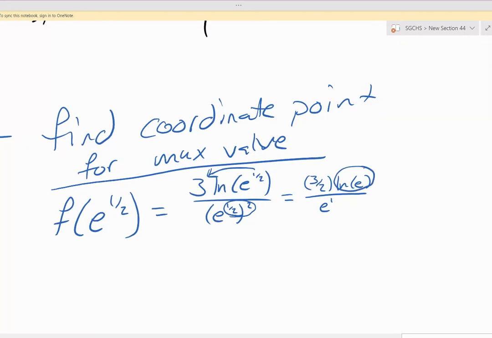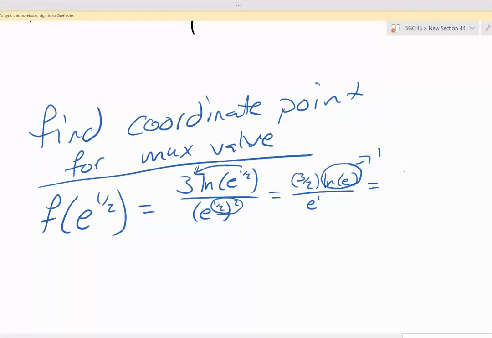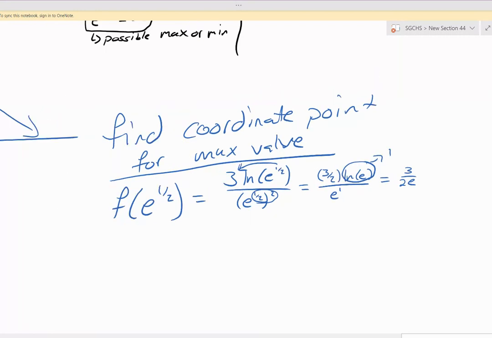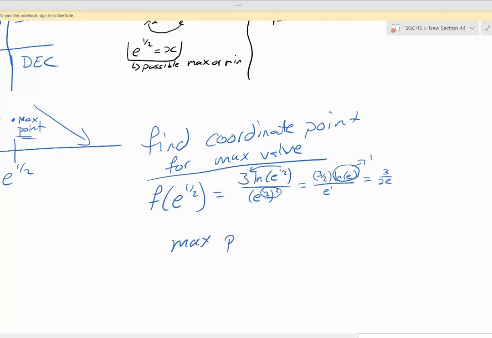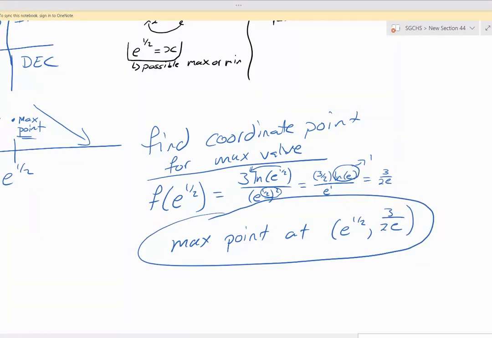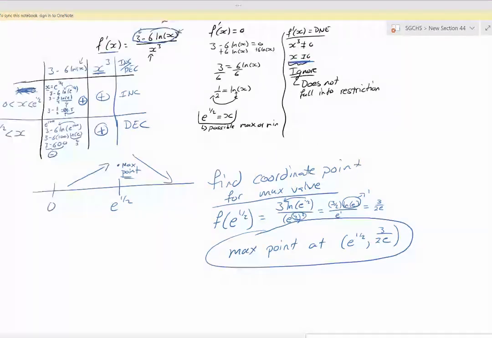The ln of e equals 1. So now I have 3 over 2 e. Okay, so that means I have a maximum point at e to the 1 over 2 and 3 over 2 e. So I'm done that section now. Did that make sense to everybody? Yeah.